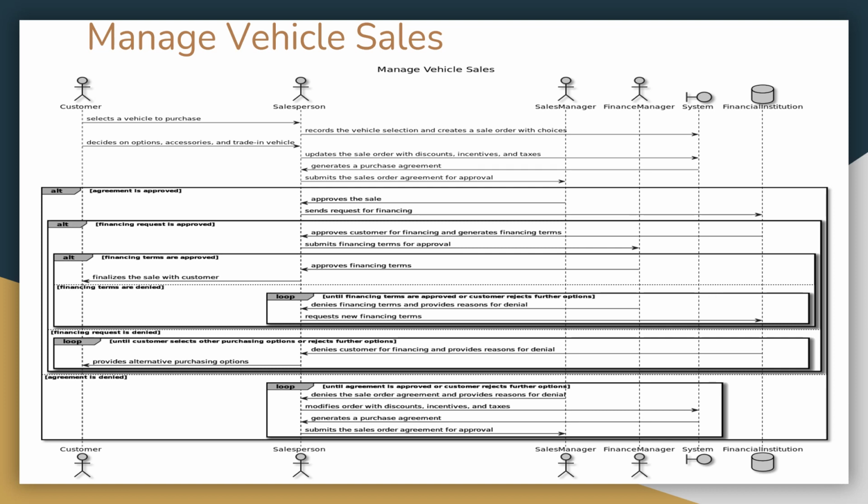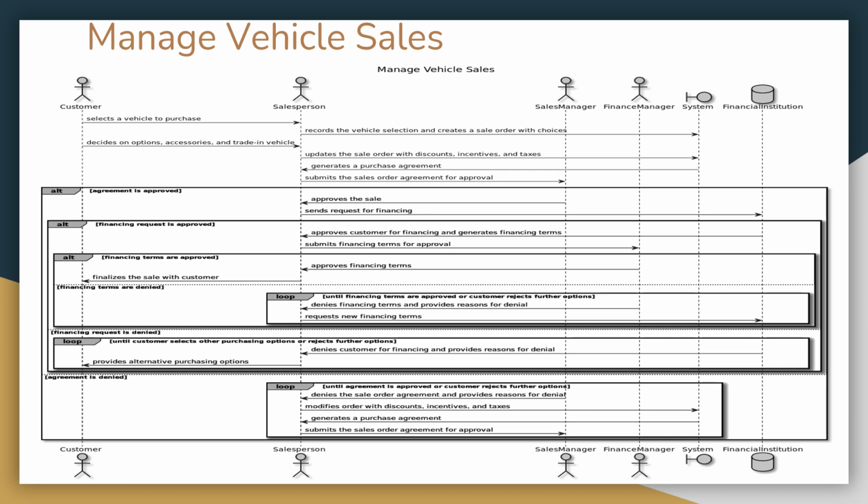Ladies and gentlemen, my name is Ahmed Ibrahim. Thank you for joining me today for this brief presentation on a sequence diagram that illustrates the process of selling a vehicle. You will see how different actors such as customer, salesperson, sales manager, and finance manager interact with each other and with the system to complete a sale.